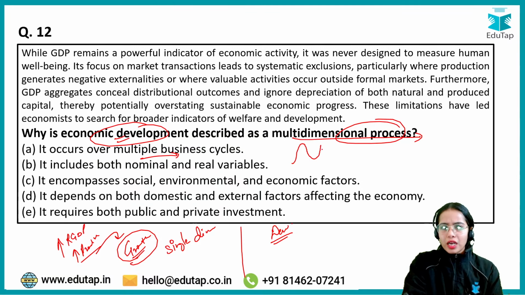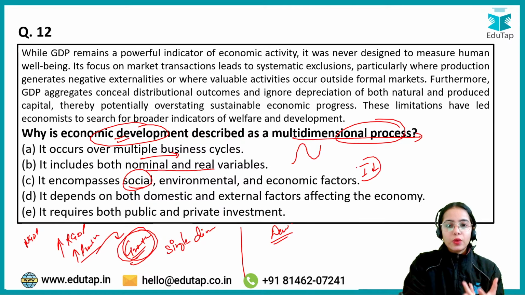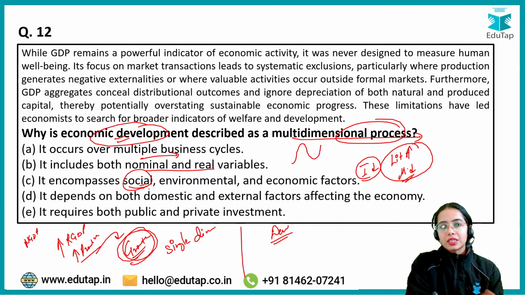Economic development, how is it multidimensional? Because it talks about social factors: inequality has to decrease, literacy rates should be improving, mortality rates should be decreasing. It talks about social factors like gender equality, and environmental factors. It talks about sustainable development also. And it talks about economic factors, like growth should improve.